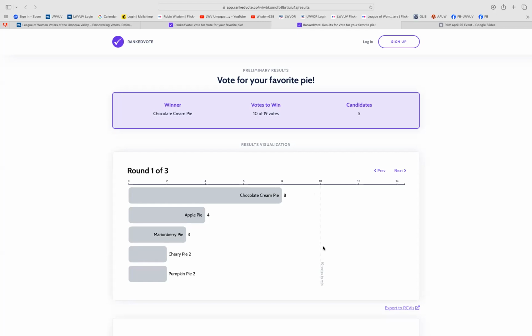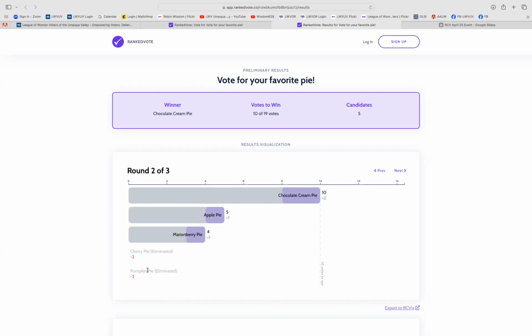So now we need to see who has the least amount of votes, and those candidates are going to be defeated. Whoever those voters marked as their next choice, their ballot now gets to count for their next choice. So rather than their vote just being wasted for the defeated candidate, they now have the ability to have their vote count for that next pie. So let's go to the next round.